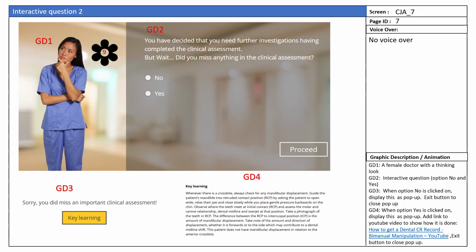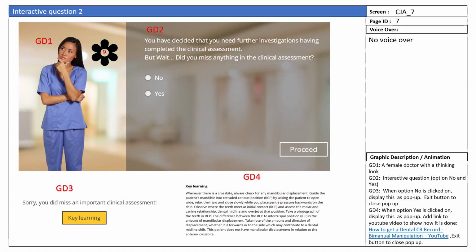The next section introduces an important interactive decision-making question regarding whether the anterior crossbite is functional or skeletal in nature. If learners answer yes, they're directed to an instructional YouTube video demonstrating centric relation recording. This provides immediate learning support and scaffolding.